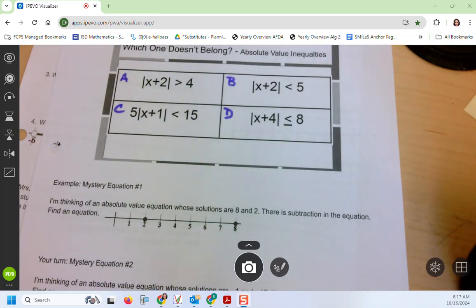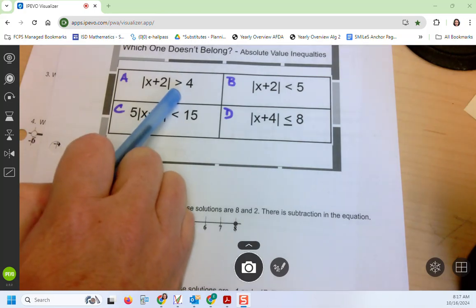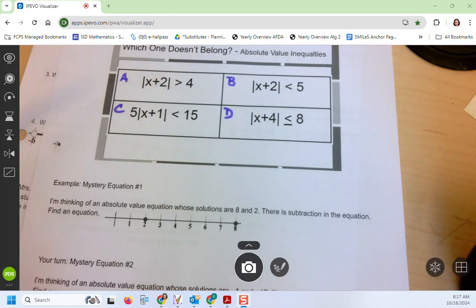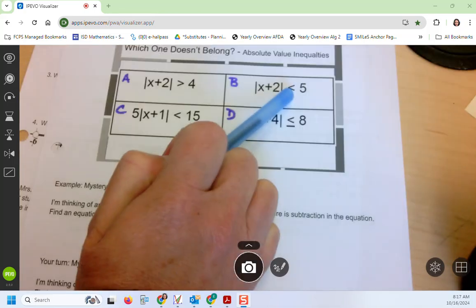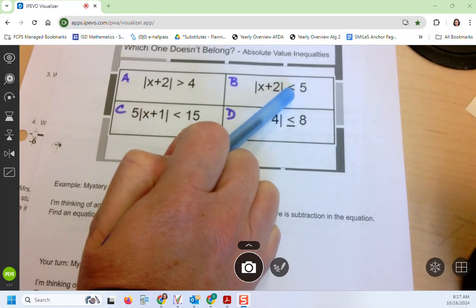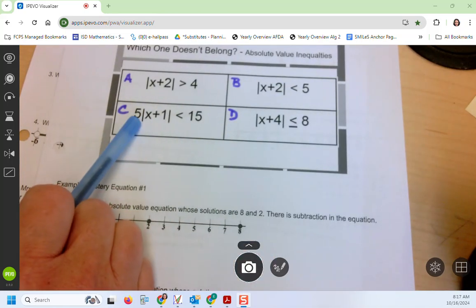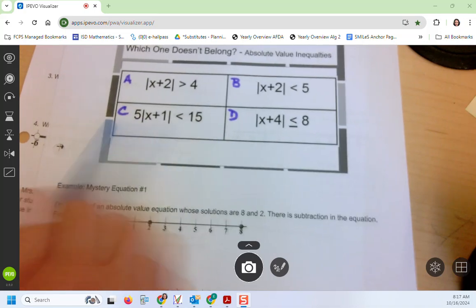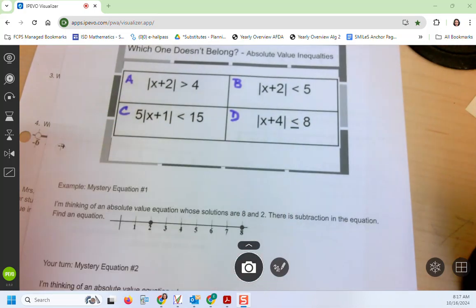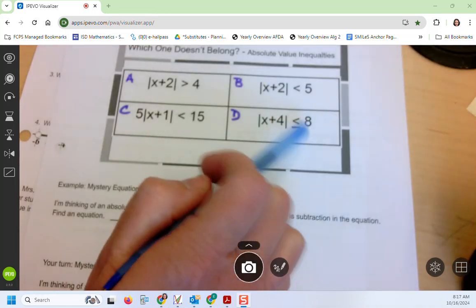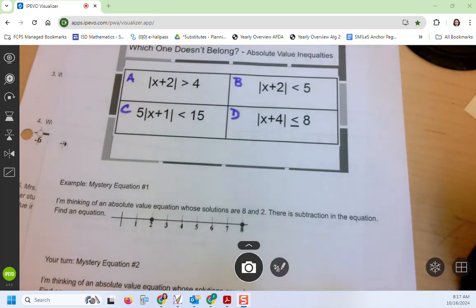All right, so just to recap for the people who just got here, some people chose A as not belonging because it was the only one with a greater than. Nobody had chosen B, although you could have. For C, we had a number outside the absolute value that you have to get rid of first, so some people chose C for that reason. And then for D, some people chose D because it was the only one with an equal to sign, which would have given you that filled in dot.